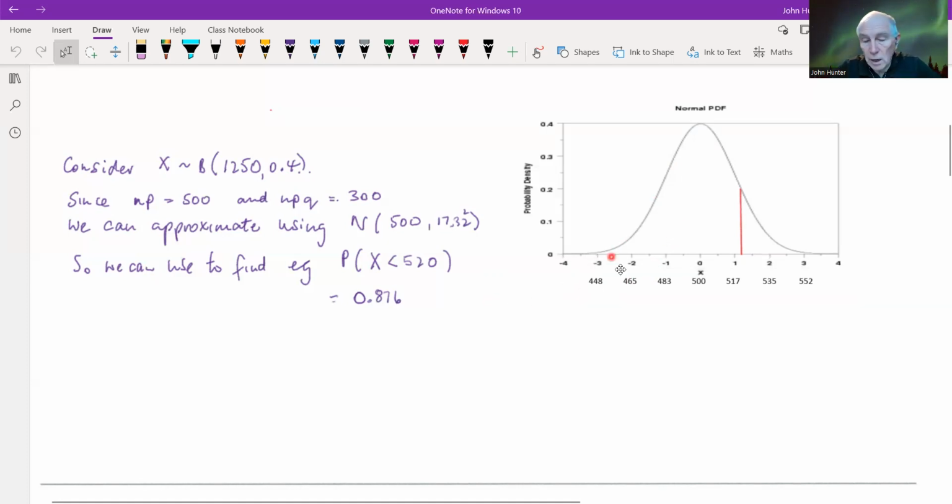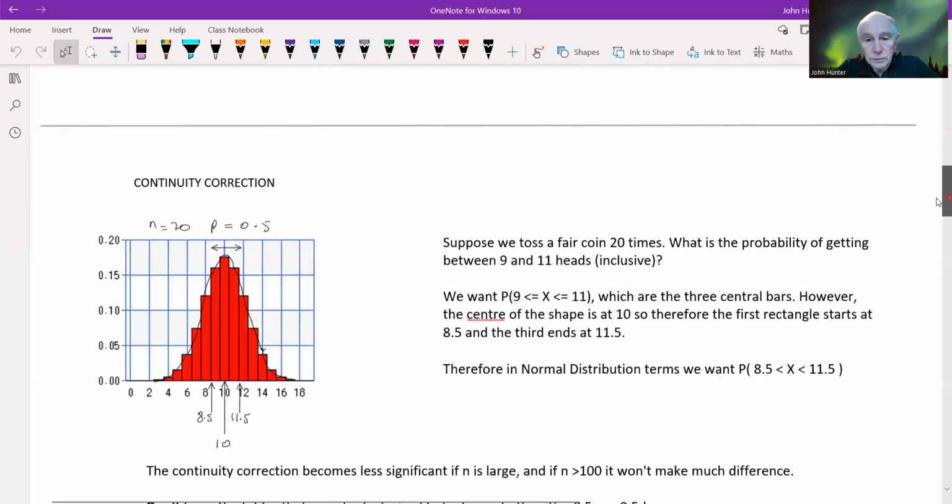All right, so that done. And if you wanted, I haven't done it here, but you could go in and find this corresponding probability on your calculator and match it up to this, and you'd find it would be sufficiently close. So what else we got?